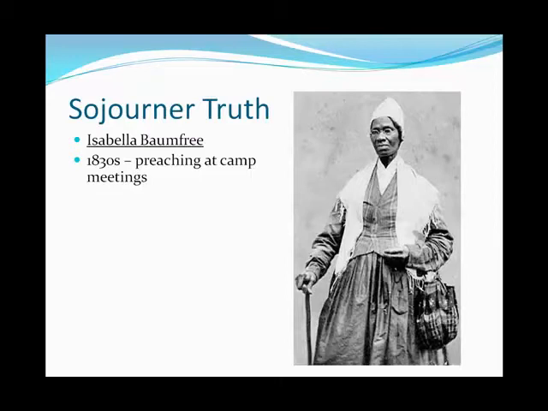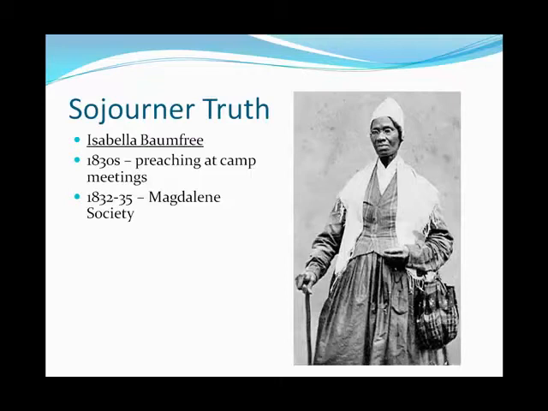Isabella, or Sojourner, experienced a dramatic religious conversion, joined a Methodist church, and attended Methodist and AME Zion, African Methodist Episcopal services in New York in the 1830s. By the early 1830s again, she's preaching at camp meetings. She joined a group called the Magdalene Society from 1832 to 1835 and came under the influence of the leader of the group, a man by the name of Matthias.